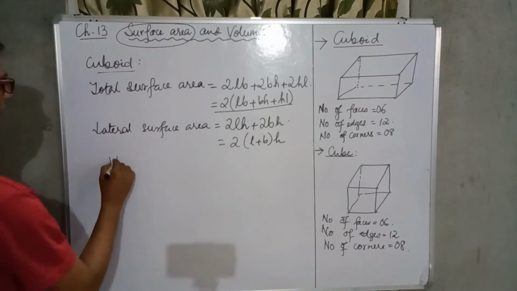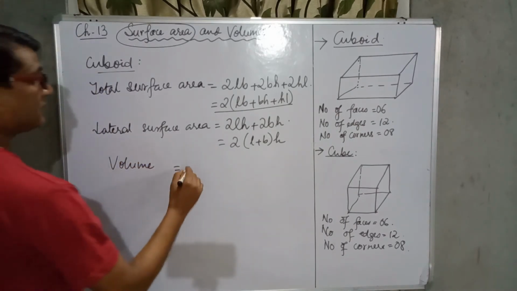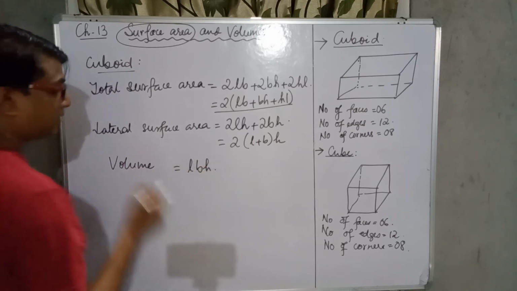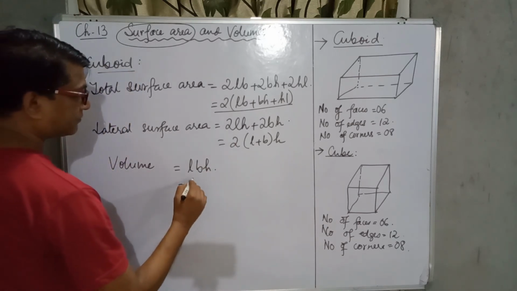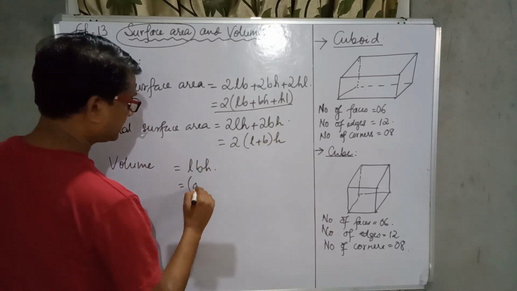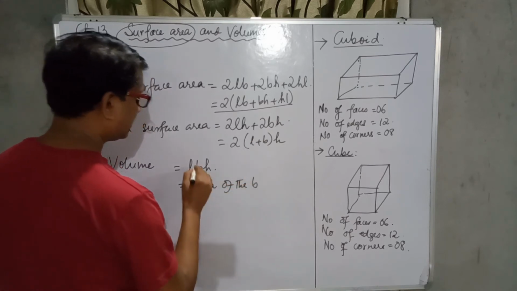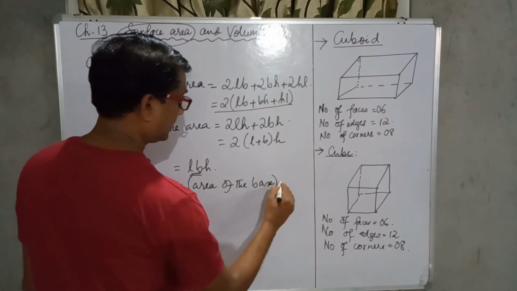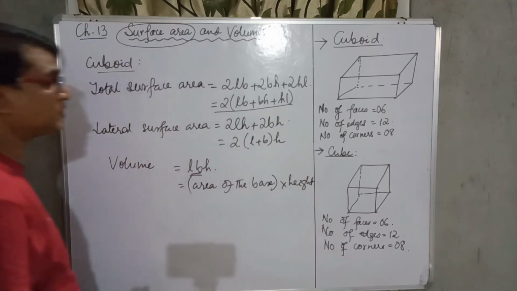And one more thing, volume. What is the volume? Volume of cuboid is length into breadth into height. Or this can be written as area of the base into height. If you take LB as the area of the base, then area of the base into height, we can say in this way also.